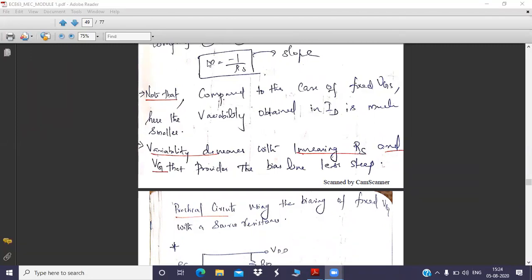Understood? Because this is inversely proportional. M is inversely proportional to Rs, as far as this equation is concerned. So if you are increasing Rs, the slope m is decreasing, which means your line is less steep.